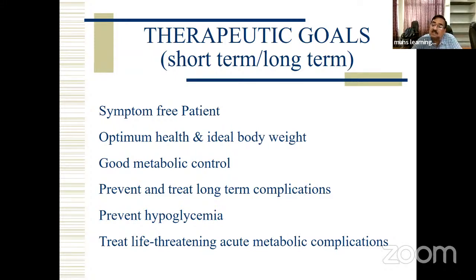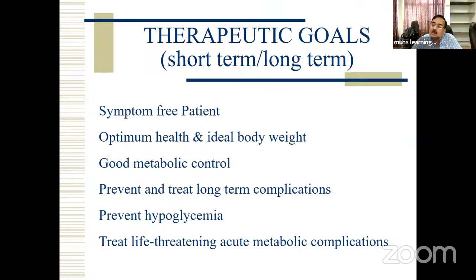Hypoglycemia is a dangerous event. If it occurs, it kills the patient. Many of the people who have hypoglycemia unawareness, under the pretext of diet control, what can happen? They can have hypoglycemia, a life-threatening acute metabolic complication.